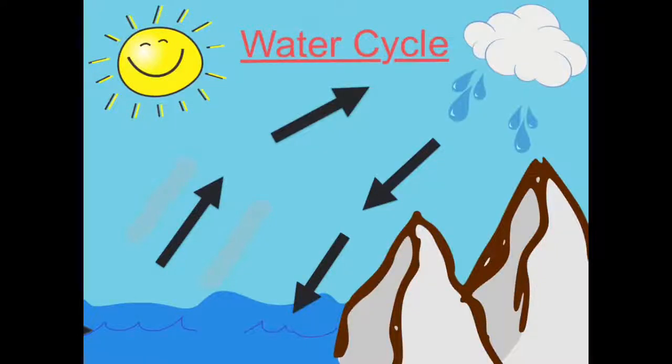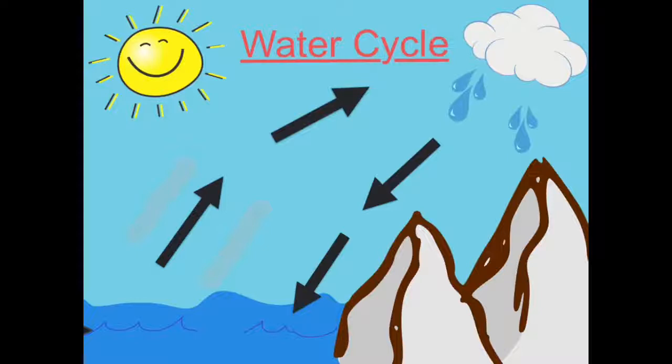Humans, plants, and animals all need water in order to survive. There are many different ways to obtain water, but the most important one, and where water initially comes from, is called the water cycle. The water cycle is a process in which water is naturally circulated from Earth into the atmosphere and back to the Earth.